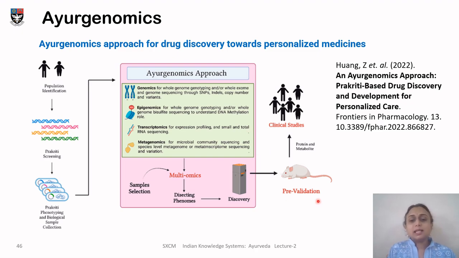These studies are then validated in preclinical trials in animal models and using cell-based technologies. And finally, these results are validated in humans through human clinical trials. So this is the approach that Ayurgenomics takes towards drug discovery for personalized medication.